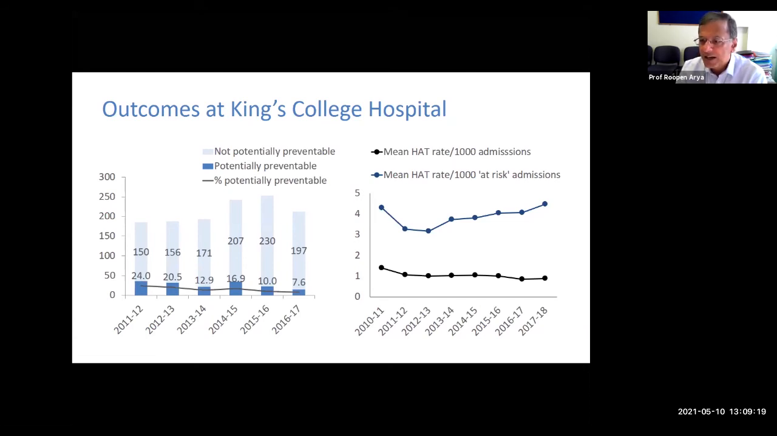We did initially, after applying this tool, see a significant fall in the total rate of hospital-associated thrombosis of about 12 or 13% after we hit the 90% risk assessment target. But we have continued to have a substantial burden of hospital-associated thrombosis because the numbers seem to have leveled off.